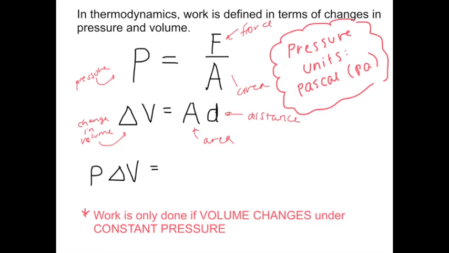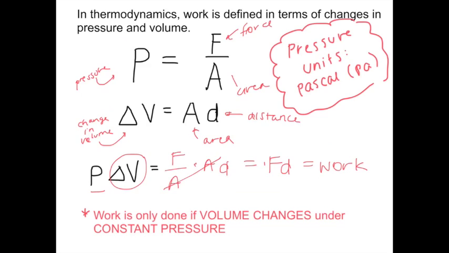So if we multiply the pressure times the change in volume, we end up with force over area times distance. As you can probably tell, the 2 areas will cancel out, leaving us with force times distance, which is work. And a note, work is only done if volume changes under constant pressure. So it accounts for this delta V, but the pressure must stay the same.